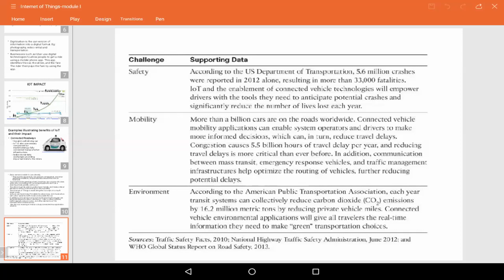Then the third one is environment. By using the self-driving cars and all, by taking the safety and mobility into consideration, the carbon dioxide produced by the cars is eventually reduced. Okay, so I'll give you an example.